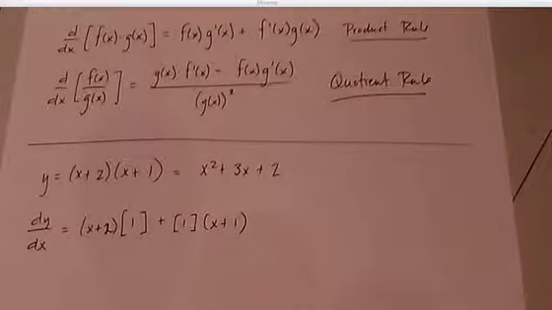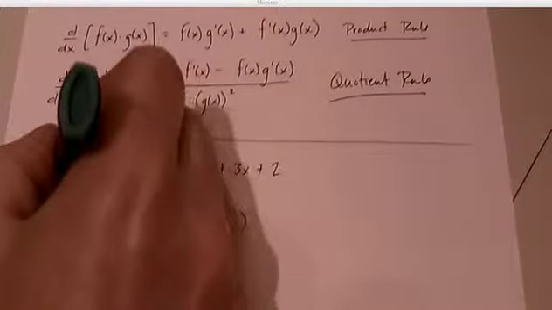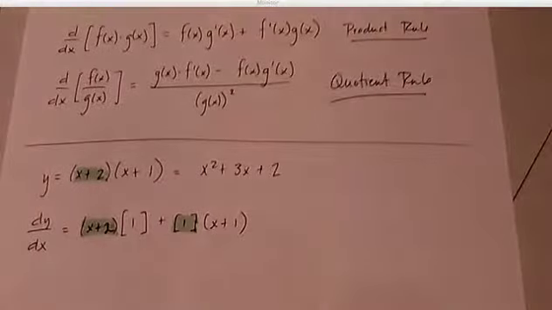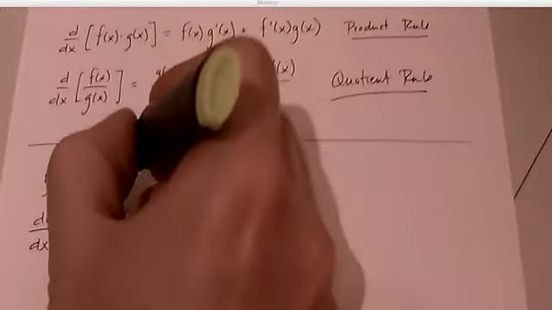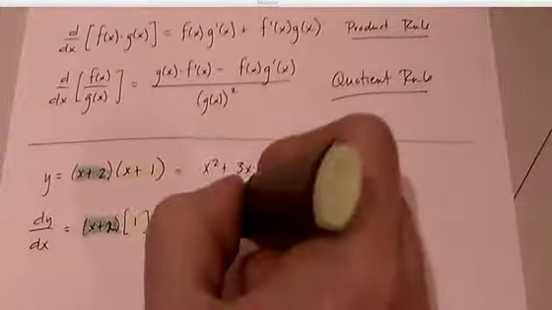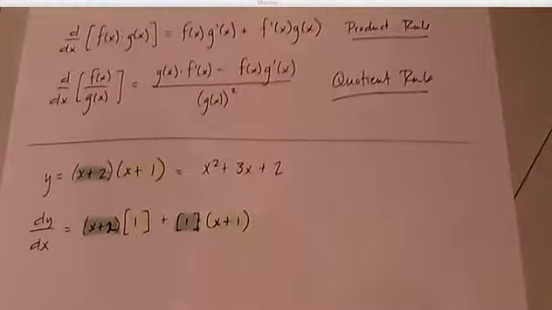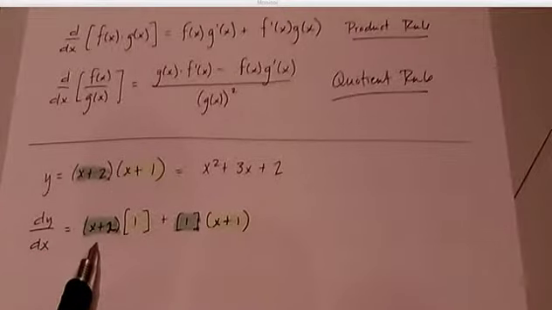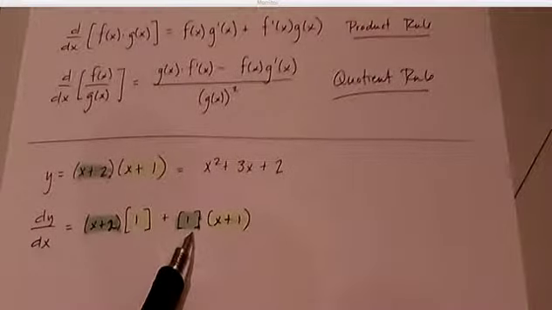So, I can color code these if that makes it helpful in terms of being able to see it. The x plus 2 gives us those two, okay? And the x plus 1 gives us those two, okay? The x plus 2 stays the same here and has the derivative taken of it over here.